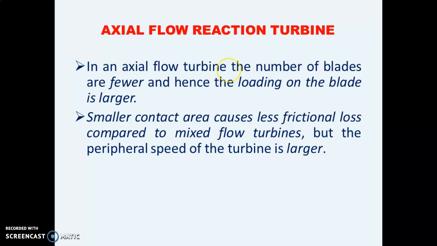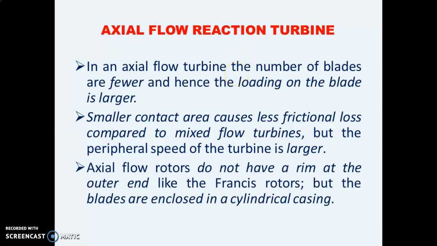Now, fewer blades means smaller contact area. It causes less frictional loss compared to the mixed flow turbine, that is the Francis turbine. But the peripheral speed of the turbine is very large. Axial flow rotors do not have a rim at the outer end like the Francis rotors, but the blades are enclosed in a cylindrical casing. Francis turbines have a rim at the outer end, but not the axial flow reaction turbine.